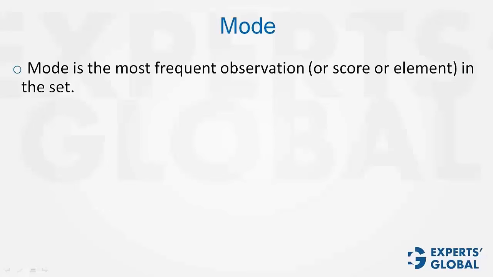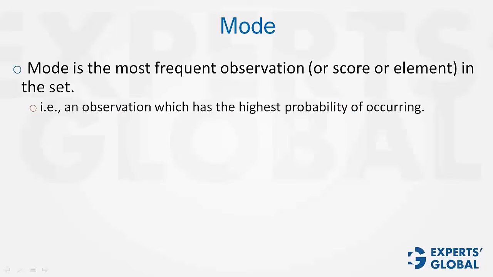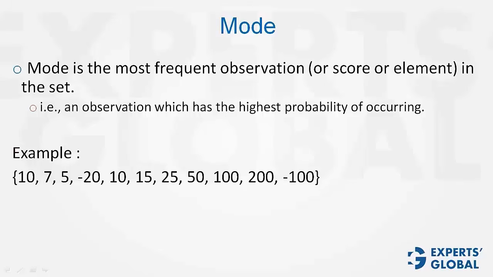Next, mode. Mode is the most frequent observation, or score, or element in the set, an observation which has the highest probability of occurring. Example, look at this set. The mode is 10 because this is the only observation that occurs twice. All the other observations occur only once. In case there are multiple terms which occur the most number of times, then all of them become mode. So one set can have multiple modes as well.